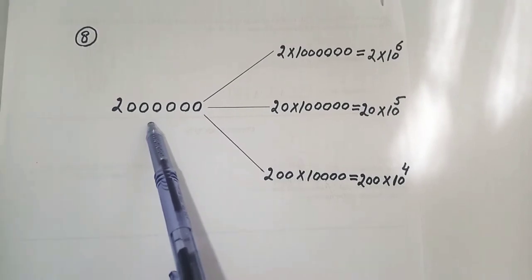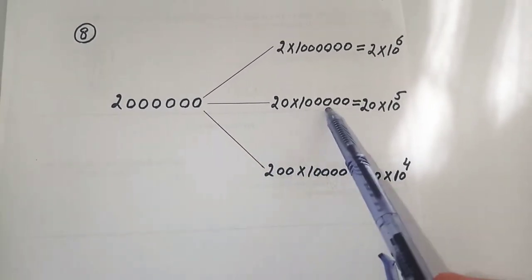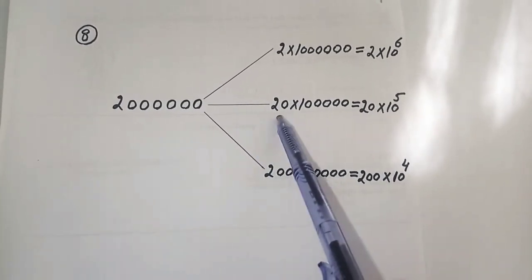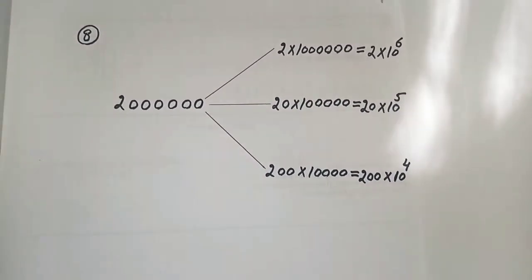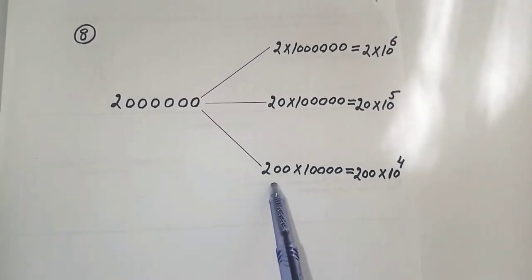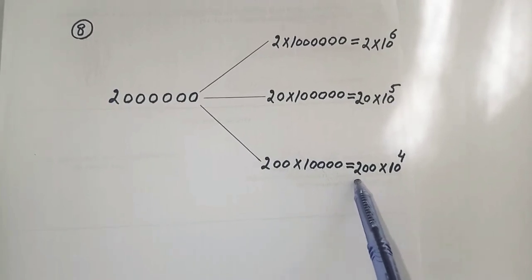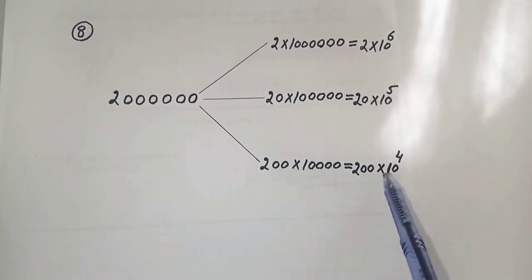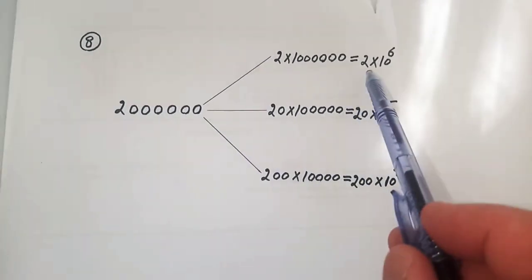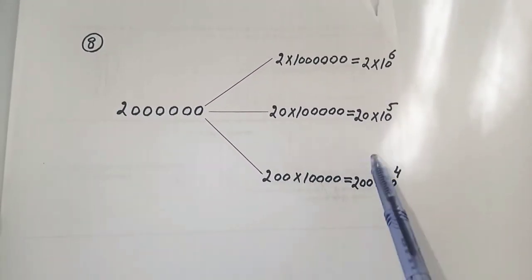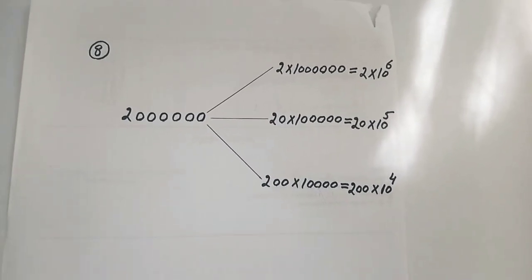Or we can write it as 20 into these 5 zeros. This 20 is written here and 5 zeros are written as 10 power 5. Or we can write this number in this form, 200 into 10,000. So 200 is written here, 10,000 is written as 10 power 4. So this number can be written in this form, or in this form, or in this form. So there are different forms. You note it down.